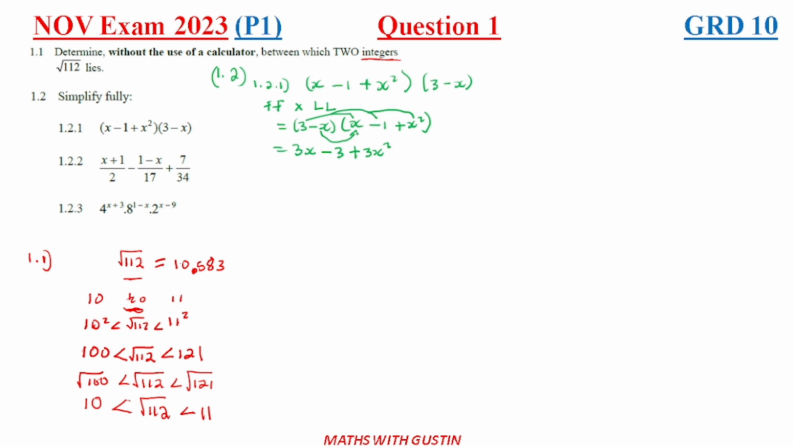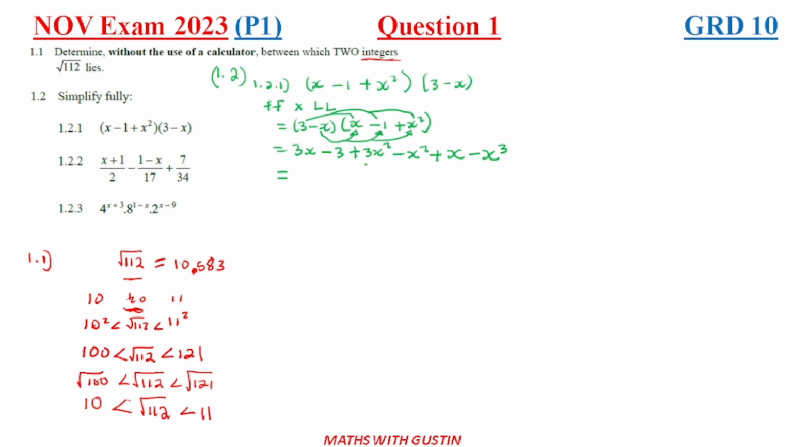-x times x is going to give us -x squared. Negative x times negative 1: negative times negative gives us positive, x times 1 will give us x. And therefore negative x times positive x squared is going to give us negative x cube. Why? Because x times x squared is going to give us x cube.